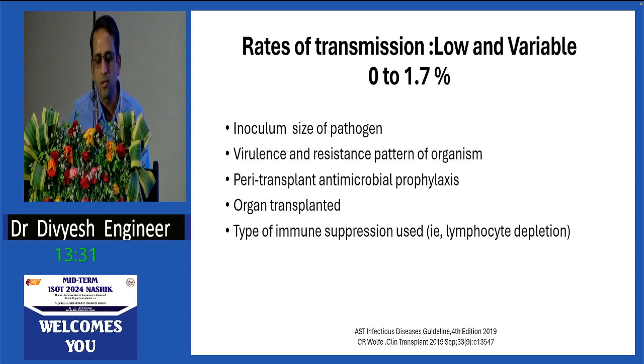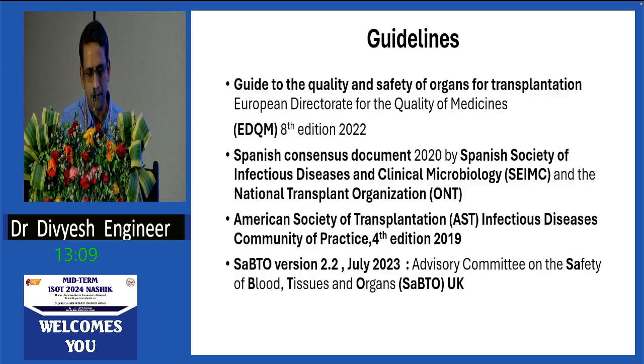This is mainly because of the difference in the inoculum size of the pathogen, the difference in the virulence of the organism, the type of antibiotic used peri-transplant to the donor as well as the recipient, the organ transplanted, with some series showing higher risk in liver transplant as compared to kidney transplantation, and of course the type of immunosuppression used. With all these factors, the risk of transmission from such an infected donor to a recipient is quite low and variable, but it is definite, so we have to be careful.